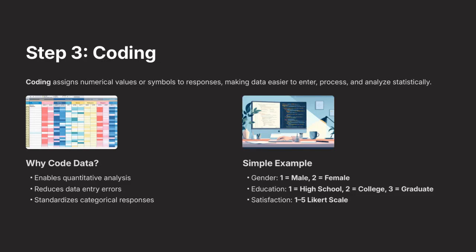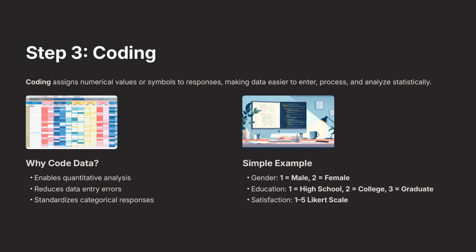Now let's take a look at the slide on coding data. As you can see, we assign numerical values to categorical responses like gender, education, and satisfaction. For example, gender: 1 equals male, 2 equals female. Education: 1 is high school, 2 is college, 3 is graduate, and satisfaction on a scale of 1 to 5. Coding like this allows us to perform quantitative analysis more easily.